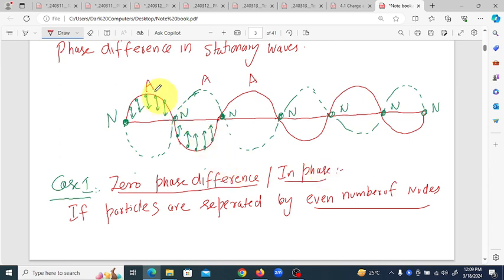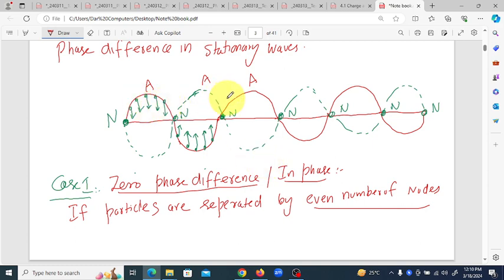For example, if we compare A with all other particles between these 2 nodes, these particles have 0 node difference, because they are on the same node. If 2 particles are on the same node, they all have the same direction. You can see that all particles are moving downward. So all the particles are moving downward, which means they are in phase. They have 0 phase difference.